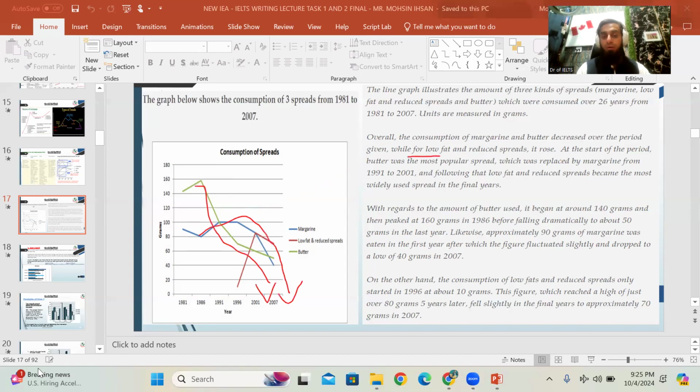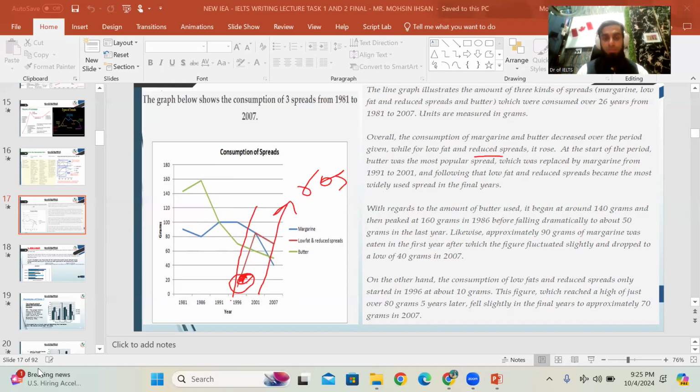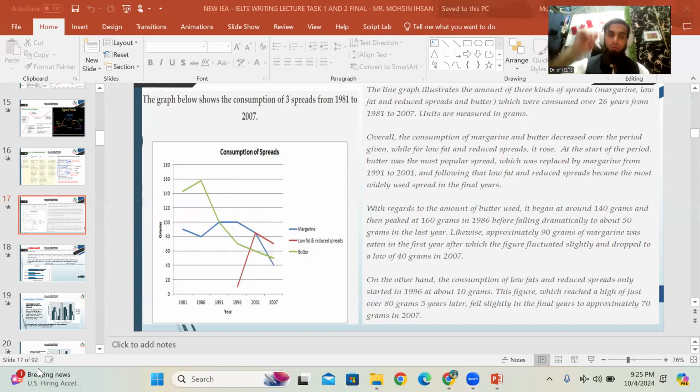Right? While for low fat, where is low fat? Low fat is this one, the brown one. While for low fat and reduced spread, it rose. Low fat, which is also called reduced spread, it rose. Rose is the second form of rise. That means inclined, increased, going upward, right? Rose.